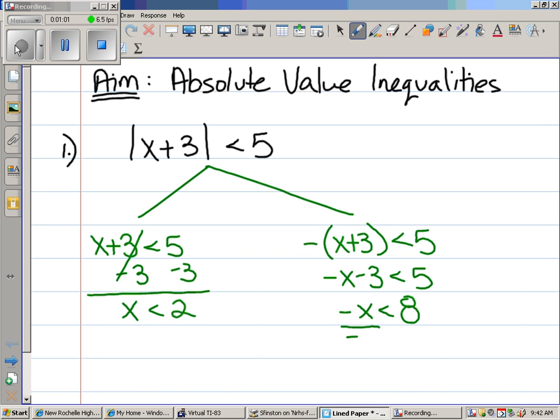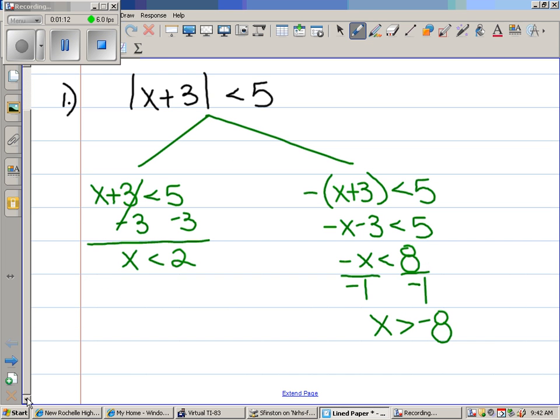And then we're going to divide by a negative 1. What happens when we divide by a negative 1? Yeah, that's what happens. That's it. Just be careful of that.